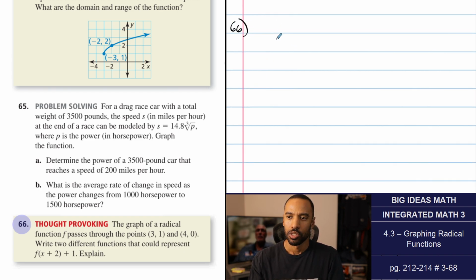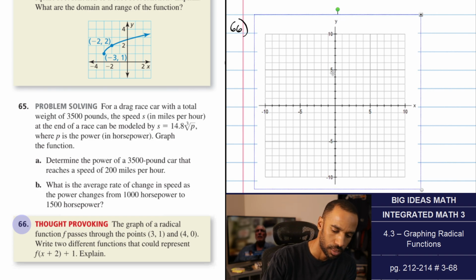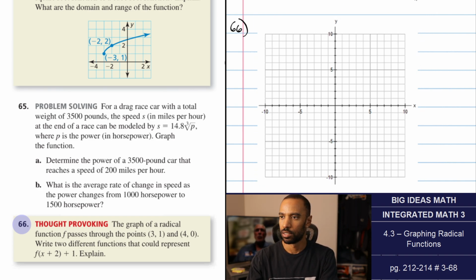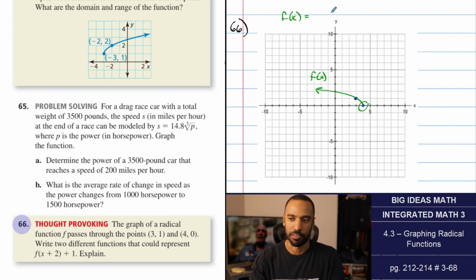Okay. So we need to pass through (3, 1) and (4, 0). One graph I'm thinking about could have this as the vertex, which means we go up and to the left, like that, which means we translate 4 to the right. So let's call this one f of x. I guess they're both f of x's.